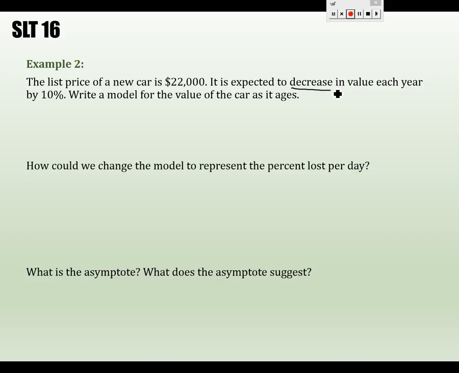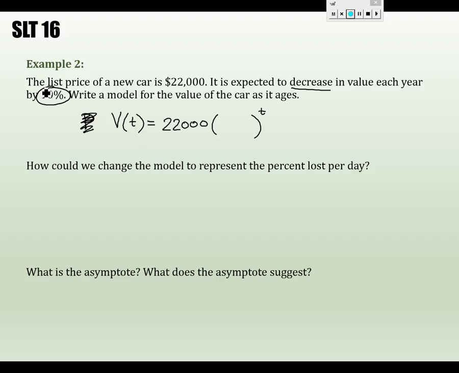Okay, so the list price of the car is $22,000. Let's call it, maybe even as the last one, this time we'll use P. Maybe how about V of T just for fun, for value of the car. It's 22,000 initially. So that's our A value, and then we'd like to have something in here that represents what the model is, how the cost is decreasing each year by 10%, right?